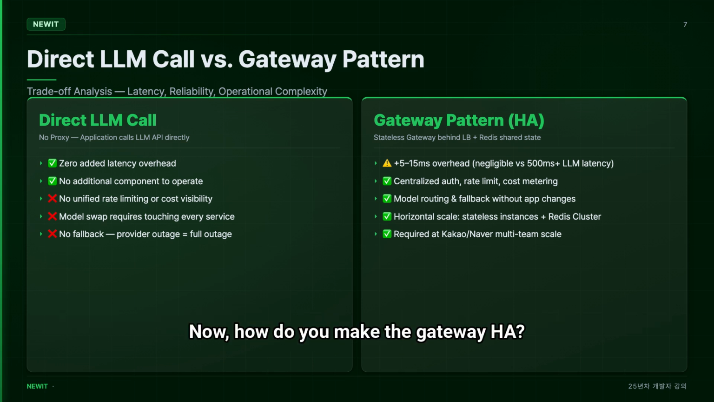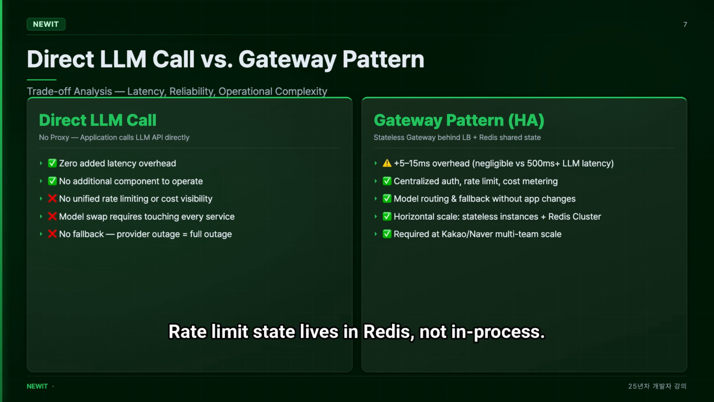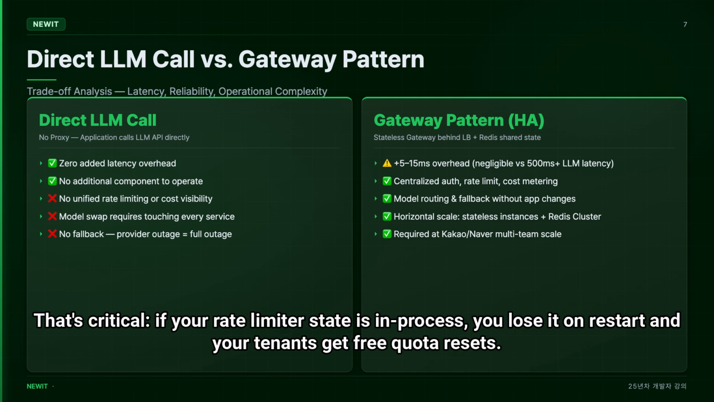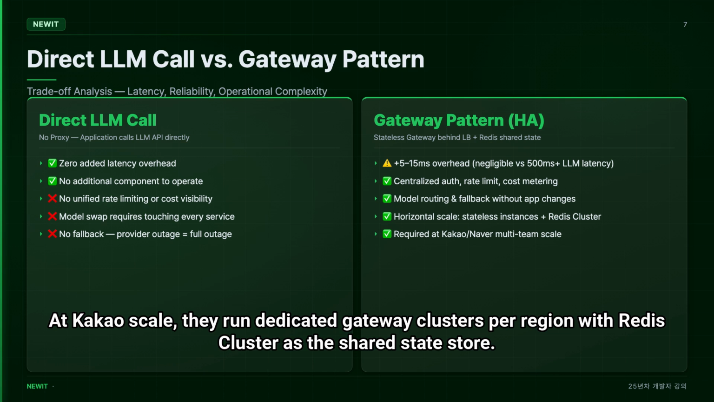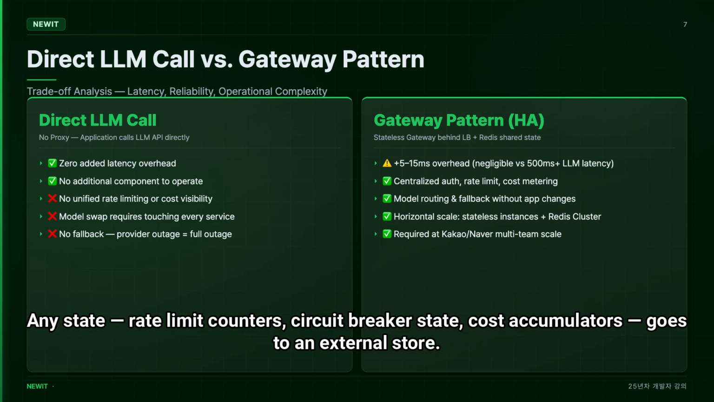Now, how do you make the gateway HA? You run it stateless, behind a standard load balancer. 2 or 3 instances across availability zones. Rate limit state lives in Redis, not in process. That's critical. If your rate limiter state is in process, you lose it on restart, and your tenants get free quota resets. At Kakao scale, they run dedicated gateway clusters per region with a Redis cluster as the shared state store. The rule is, the gateway must be horizontally scalable and stateless. Any state, rate limit counters, circuit breaker state, cost accumulators, goes to an external store.